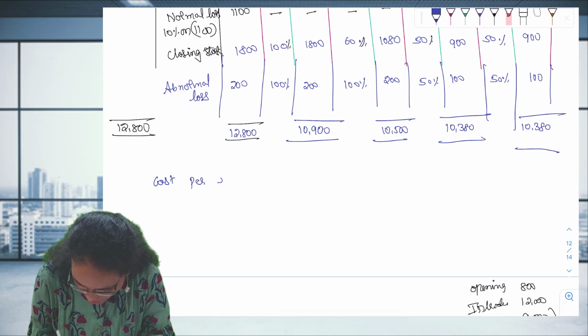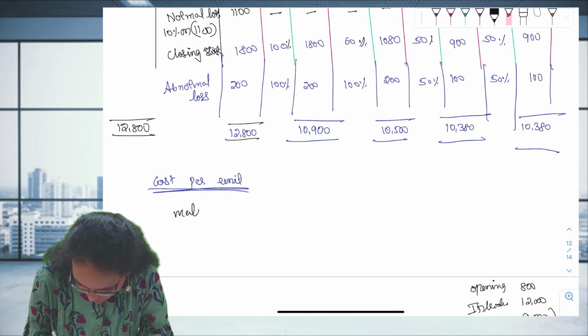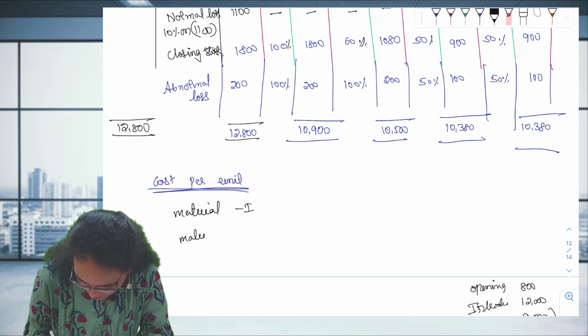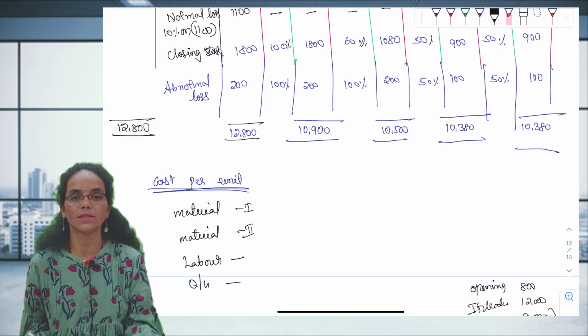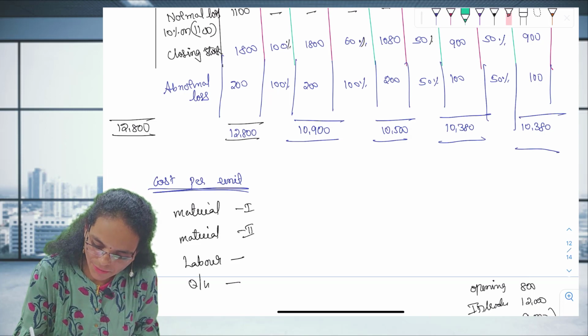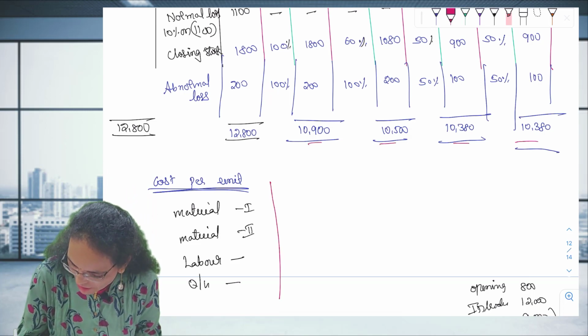Cost per unit. How to find out cost per unit? Here, come back. Material 1, material 2, labor and overheads. So material 1, number of units, equivalent units, these are the equivalent units.